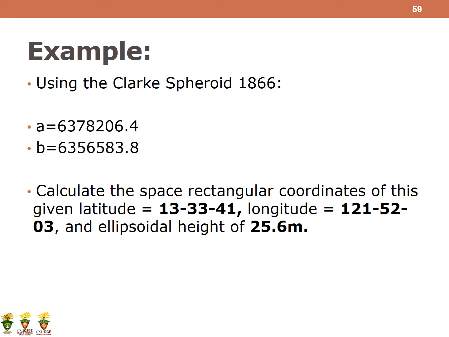So for our example, using the Clarke spheroid 1866, the semi-major axis a is 6378206.4 and b is 6356583.8. We're going to calculate the space rectangular coordinates of the given latitude 13°33'41" and longitude 121°52'03", and the ellipsoidal height of 25.6 meters.